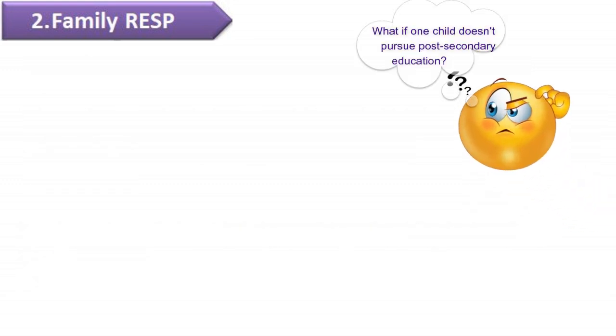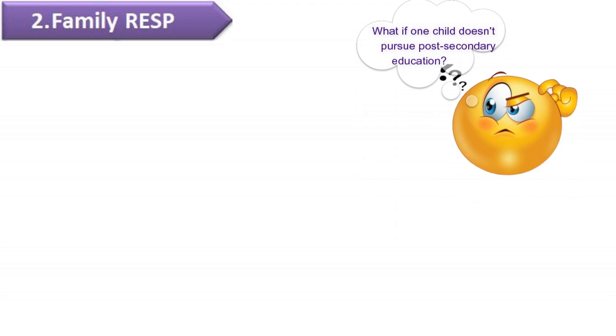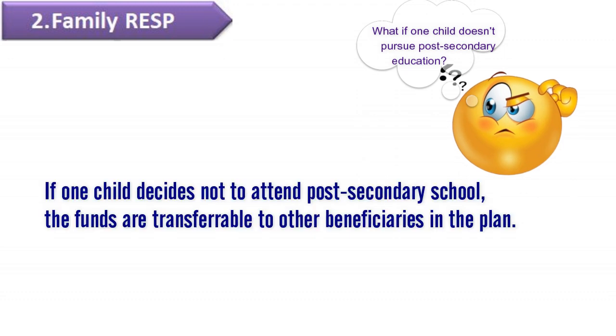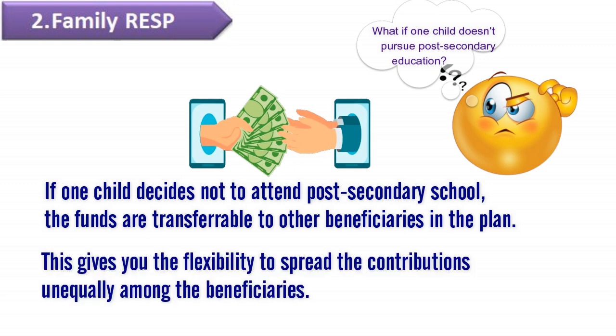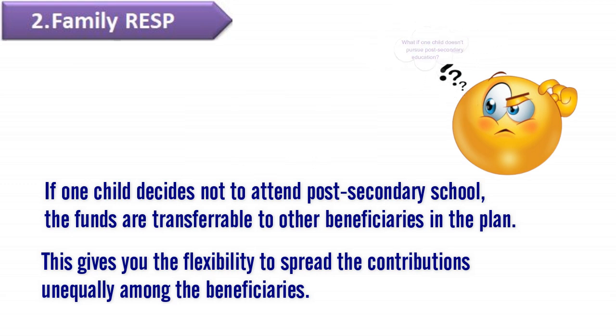What if one child does not want to pursue post-secondary education? The advantage of a family RESP is if one child does not want to attend post-secondary education, then the funds are transferable to other beneficiaries in the plan. This gives you the flexibility to spread the contributions unequally among the beneficiaries.